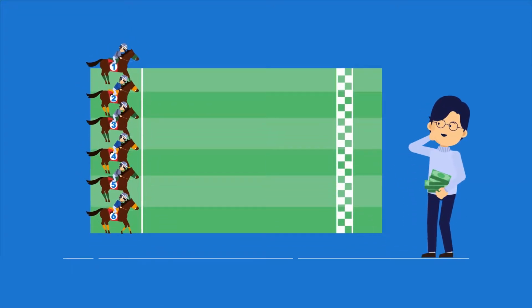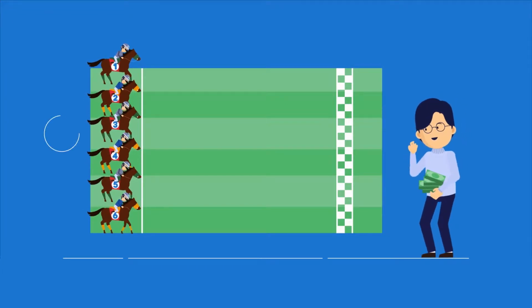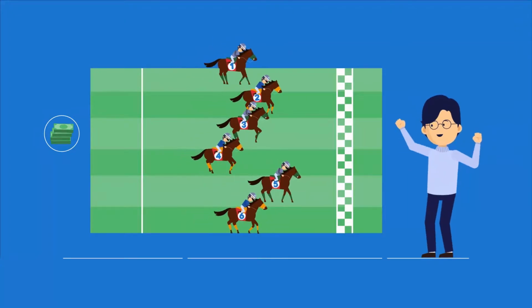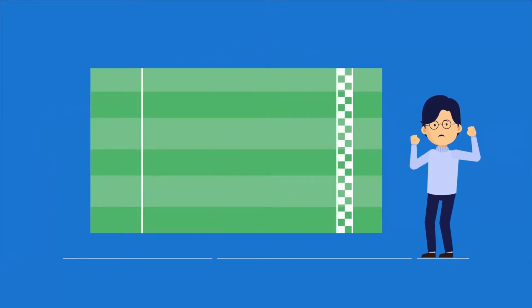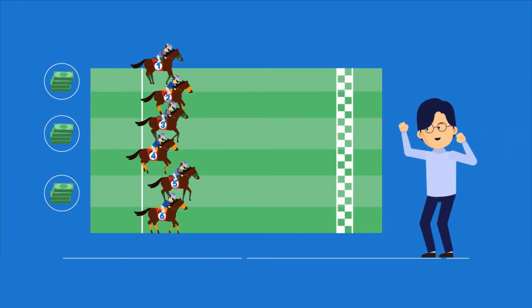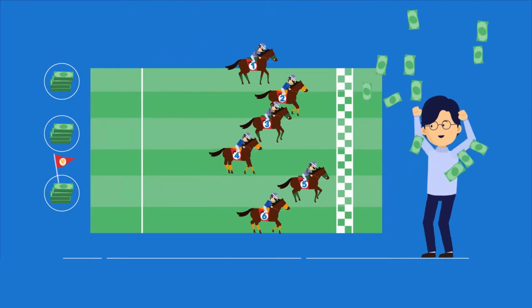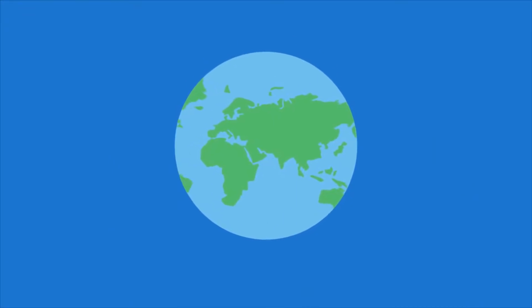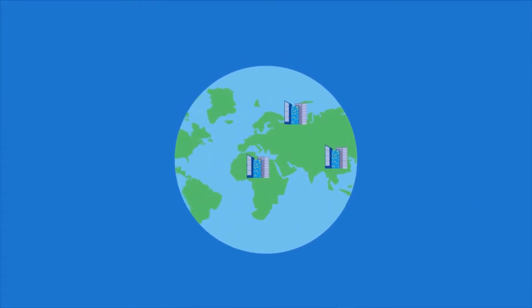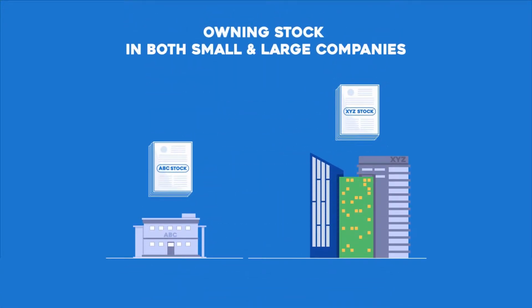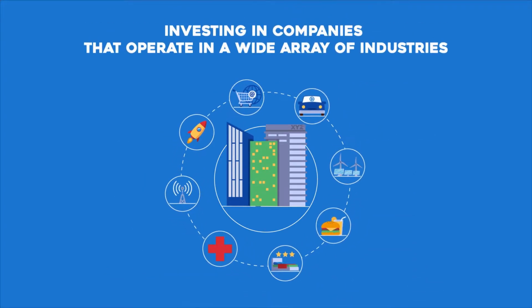Say you are betting on horse racing. You could put all your money on one horse and potentially win big, yet risk losing it all if you are wrong. Or you could spread your money among multiple horses, decreasing your risk, while still inviting the possibility of success. Ways of achieving a diverse portfolio include investing in companies that are based in different countries, owning stock in both small and large companies, and lastly, investing in companies that operate in a wide array of industries.